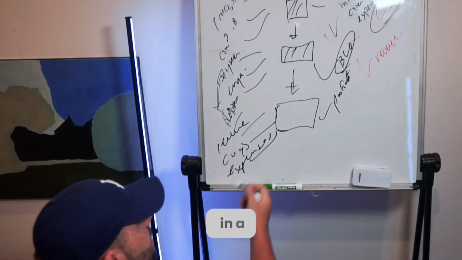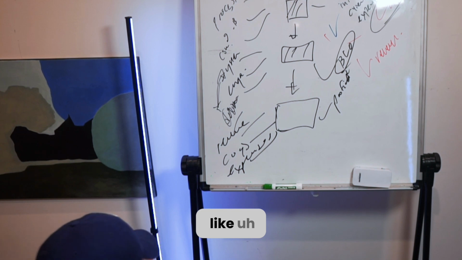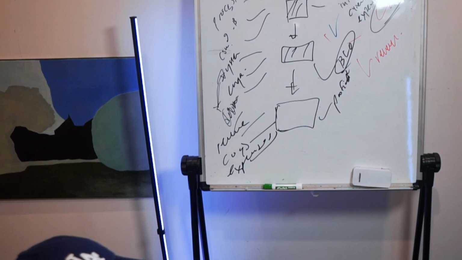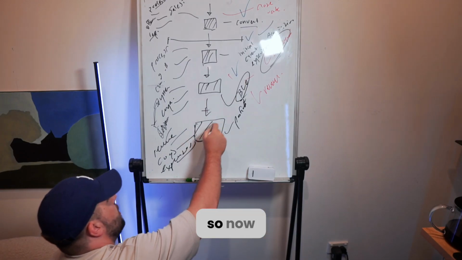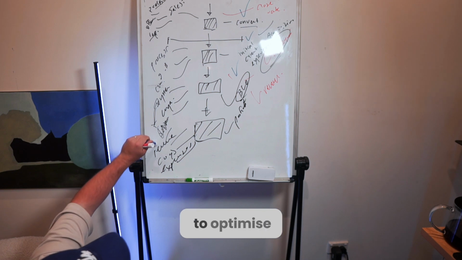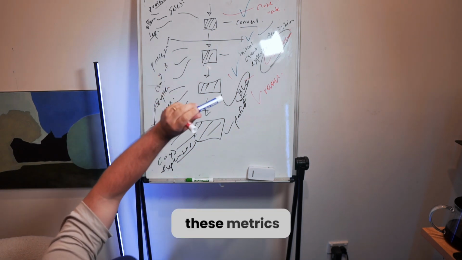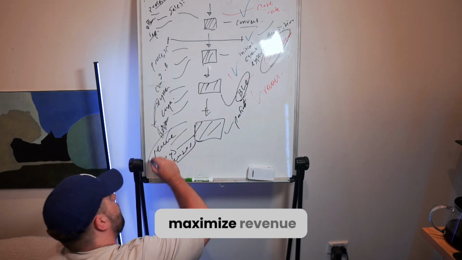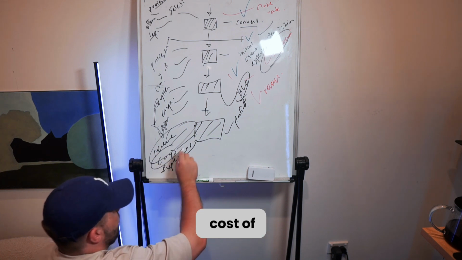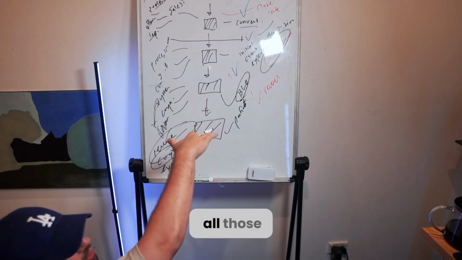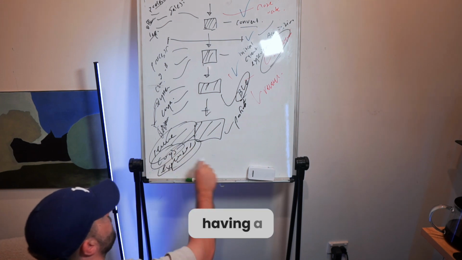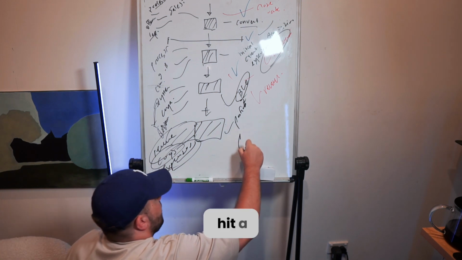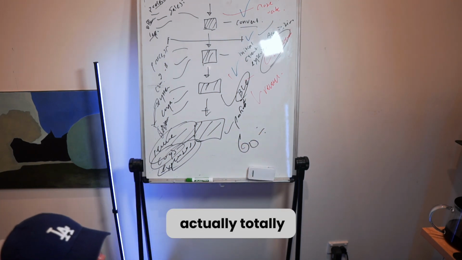Expenses in a consulting company are things like fees, ad spend, coaching fees, or whatever. So the goal here is to optimize all of these metrics: opportunity, conversion, initial client experience, BLO, to maximize revenue, to reduce cost of delivery as much as possible while maintaining all those metrics, and then having a low net expense. Ultimately, say at the 100K mark, you can hit a 60% margin, which is totally achievable.